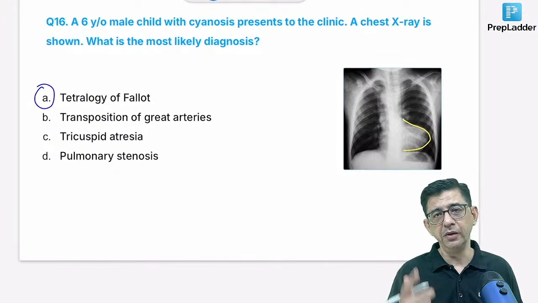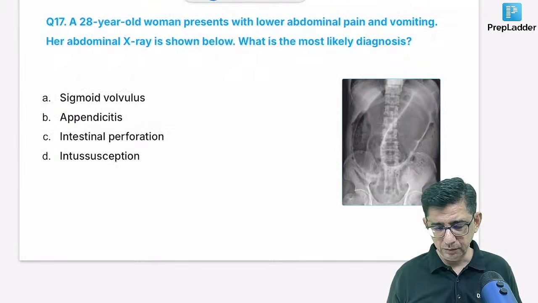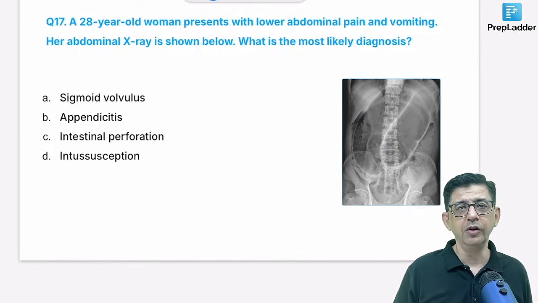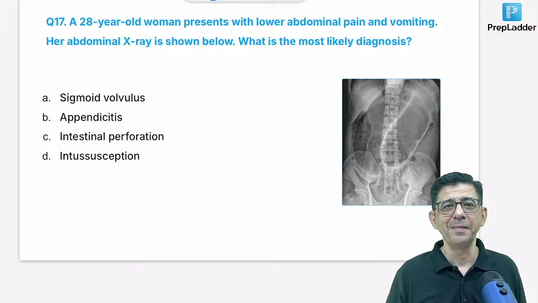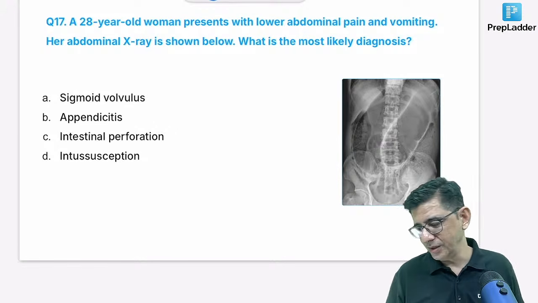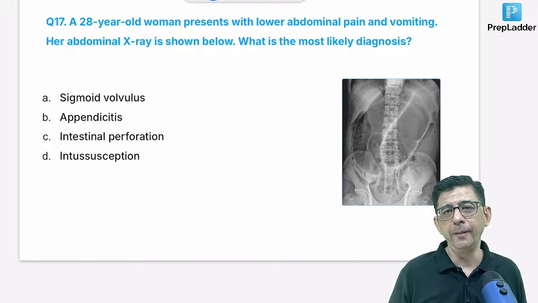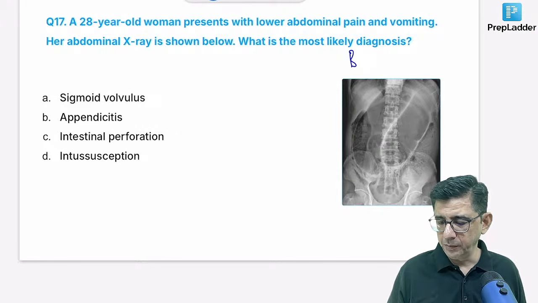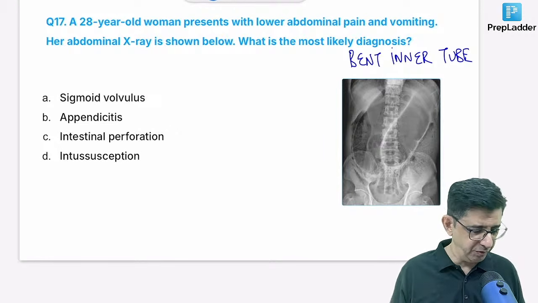But for the previous one that I had shown you, it was a left to right sided one. Okay, so all of us love coffee. You can see I can call it a bent inner tube, or I can call it a coffee bean as well. So it goes more in favor of that bent inner tube, which would be a case of sigmoid volvulus.